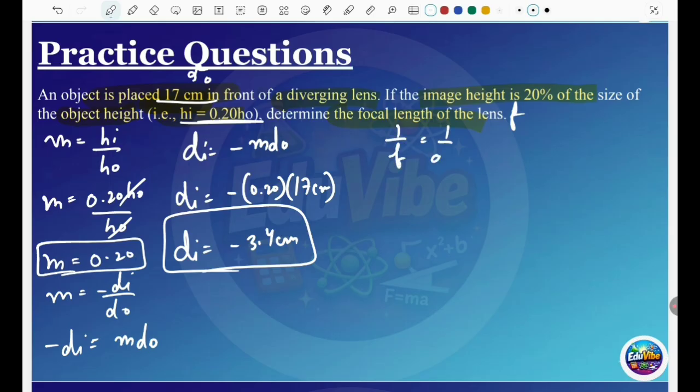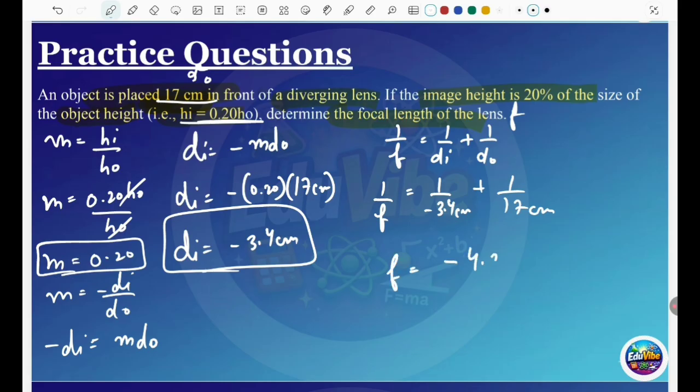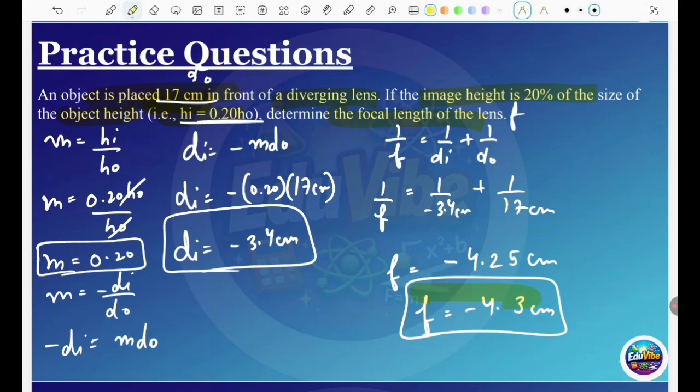Now 1 upon f is equal to 1 upon di plus 1 upon do. So 1 upon f is equal to 1 upon di, which is minus 3.4 centimeters, plus 1 upon do, which is 17 centimeters. When you calculate this out, you get about minus 4.25 centimeters, which is about minus 4.3 centimeters. This is negative, which means this is the diverging lens. So you get your answer. You have to use the three things and get the answer. That's why these questions are very important, this kind of questions are very important from your diploma point of view.